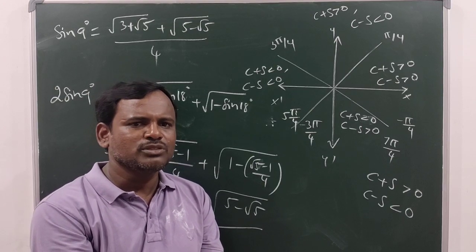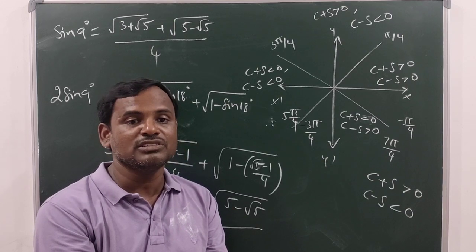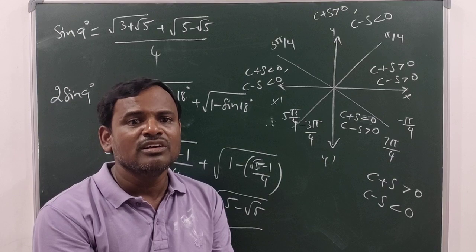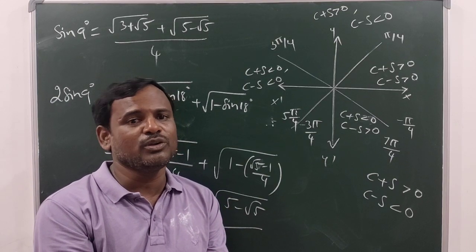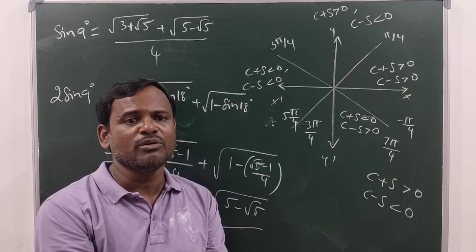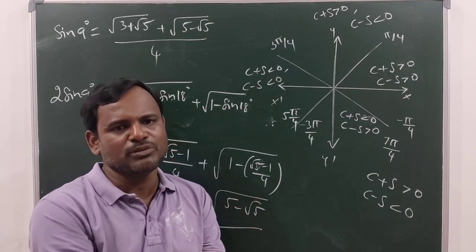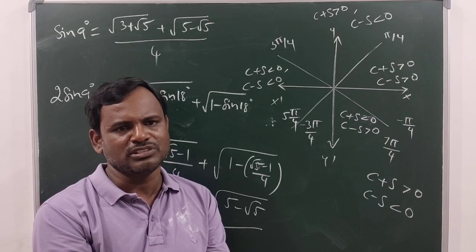Suppose they ask you to calculate sine 27 and cos 27. So on the right side, what do you get inside of the square root? Sine 2A. 2A means 2 into 27, sine 54 you will get. Sine 54 value is root 5 plus 1 by 4. Write that and go for simplification. So that you will get sine 27 and cos 27.